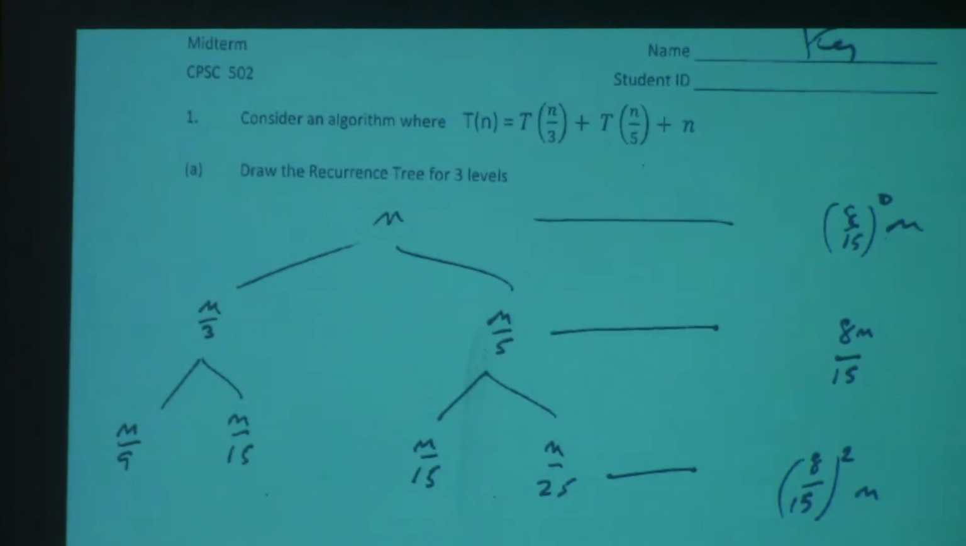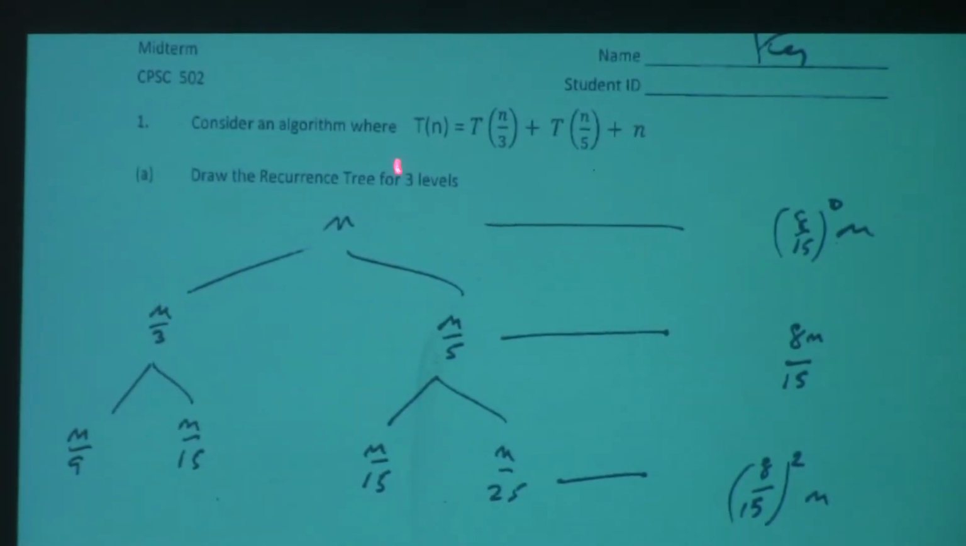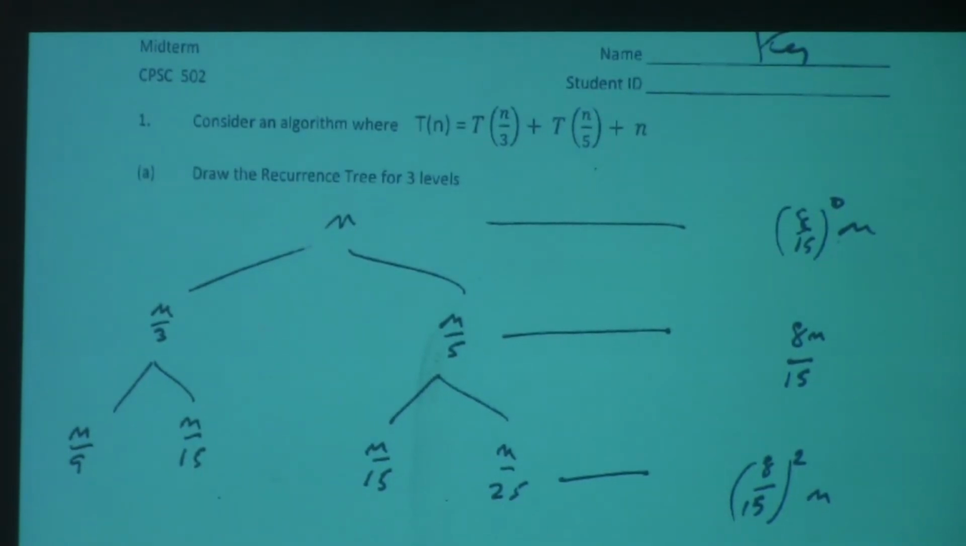At level 0, we have the actual work being done at n. Then we split into n over 3 and n over 5. When n over 3 goes in, the work is going to be n over 3, and when n over 5 goes in, the work is going to be n over 5. If you add across here, you can put this over 15. It gives you 8n over 15, or 8/15 n.